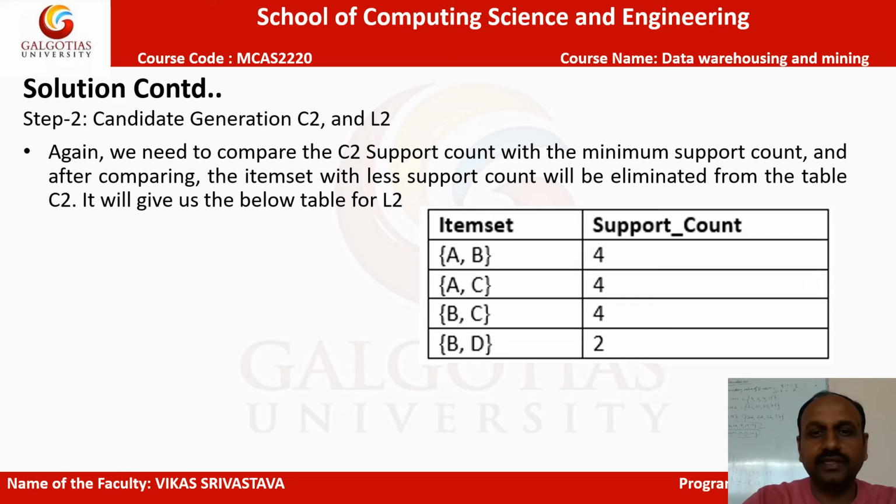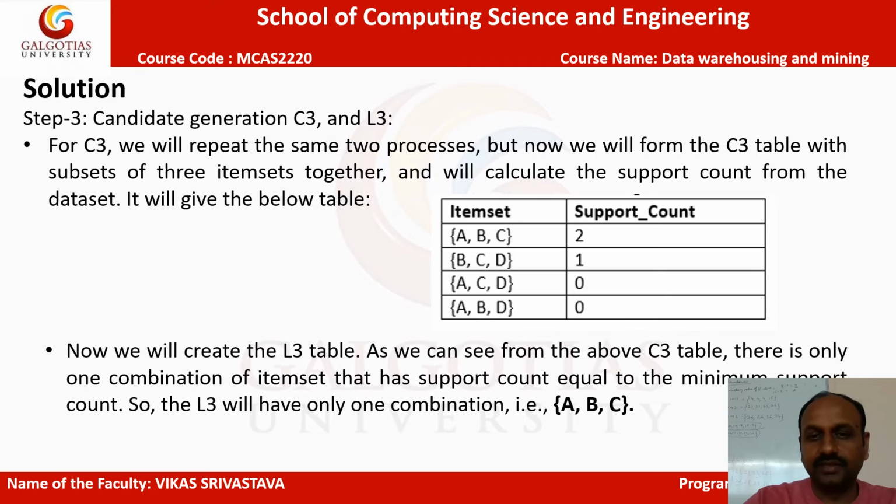Now you can see here, 4, 4, 4, 2 for AB, AC, BC and BD. So the previous last 2 have been removed. Afterwards, because it is constituting with the 3 sets, you have to create another candidate table. Then the candidate table will now be considered on the basis of these 3 segments.